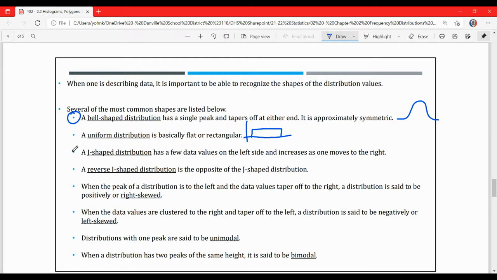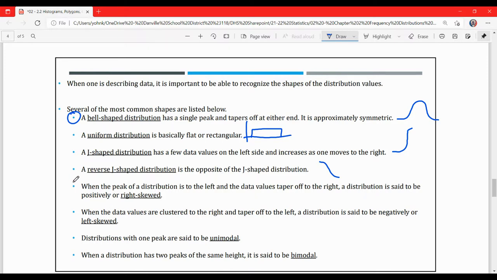There's something called a J-shaped distribution, and that's when you have few data values on the left side and it increases as one moves to the right. So we have a distribution that kind of looks like that. So here's your kind of J shape. A reverse J-shaped distribution is the opposite of the J shape. So we're starting up at the top and we're going down to not very many.